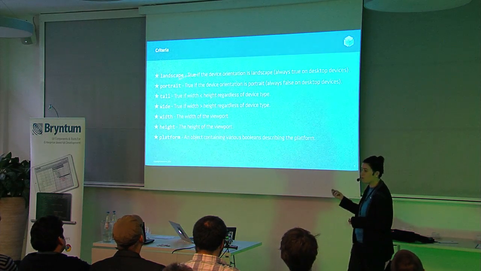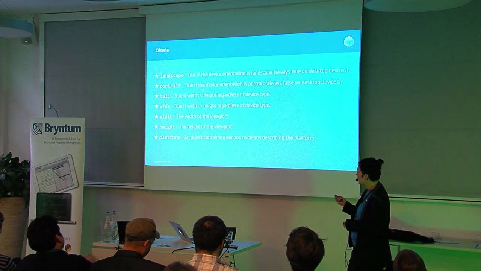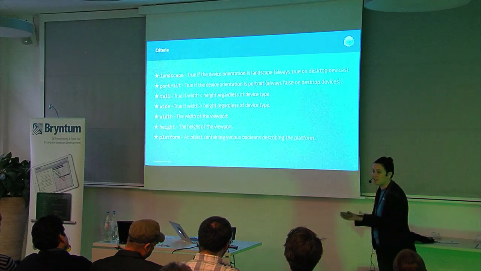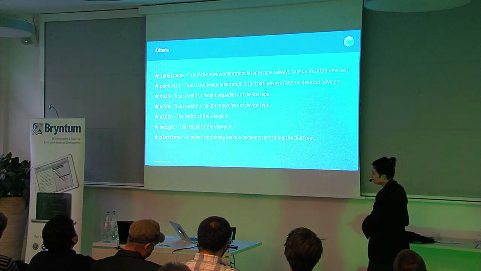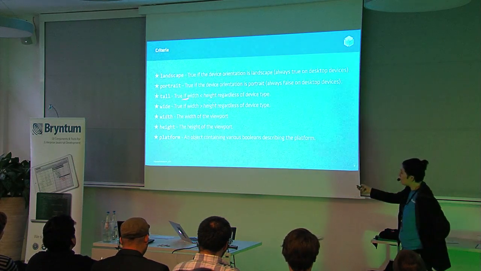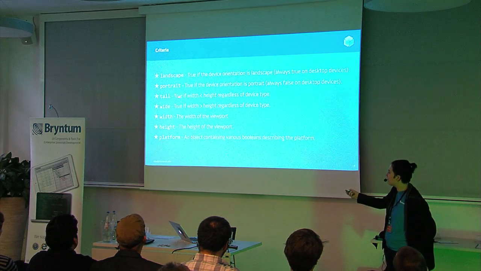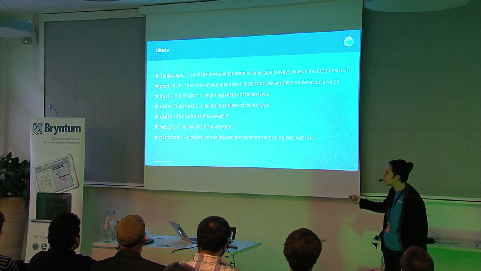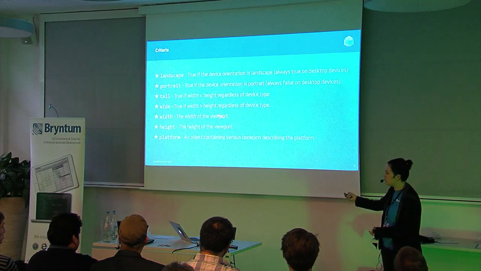So these are the out-of-the-box criteria that you can use: landscape and portrait. Landscape is always true on a desktop, and portrait is always false on the desktop. That's just something you need to know. And wide means basically it's true when the width is bigger than the height. And then you also have tall, which means the width is smaller than the height of the screen. And these are just to hard code your width and height. You can do that as well.